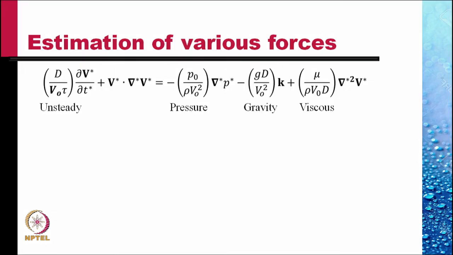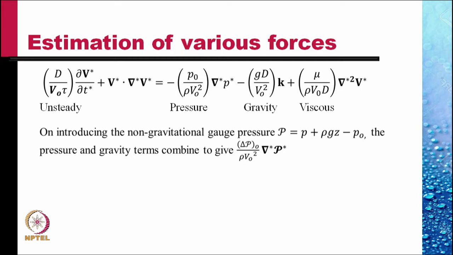The first term in this is the unsteady acceleration term. The second term is the convective acceleration term, and on the right hand side the first term is the pressure term, the second term is the gravity force term, and the third term is the viscous force term, as we have discussed before.